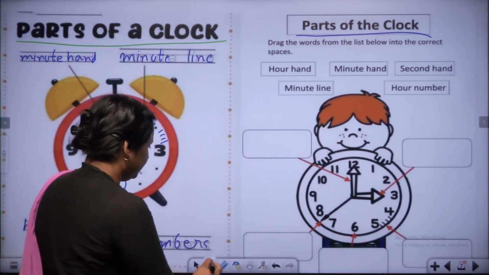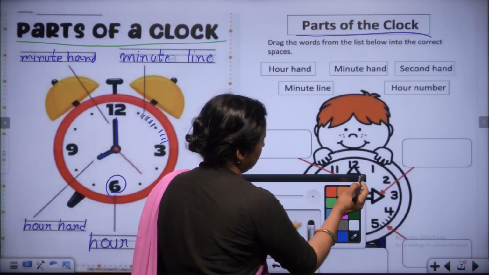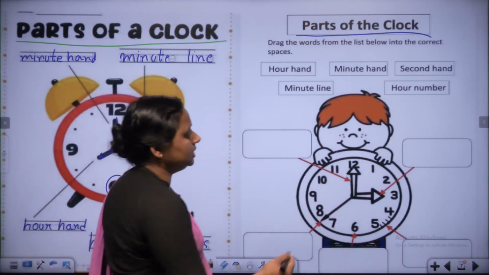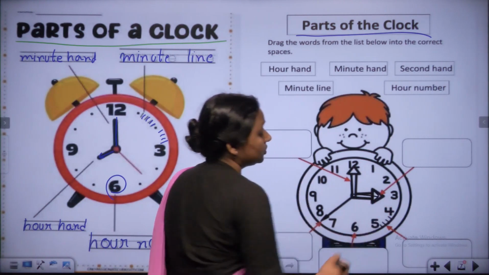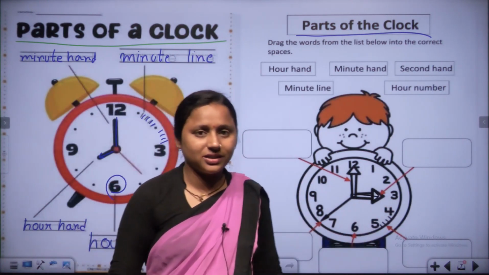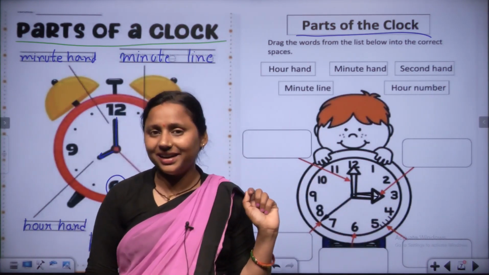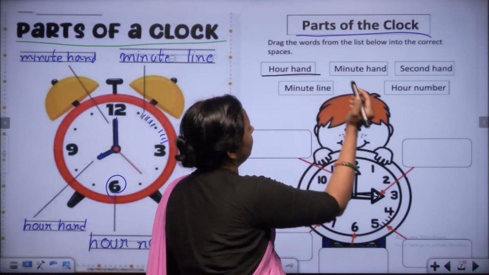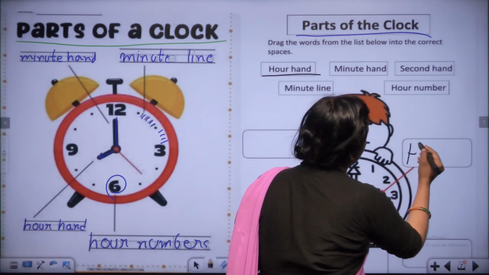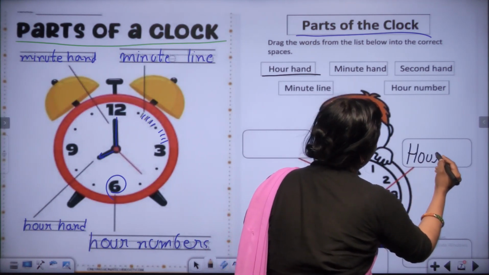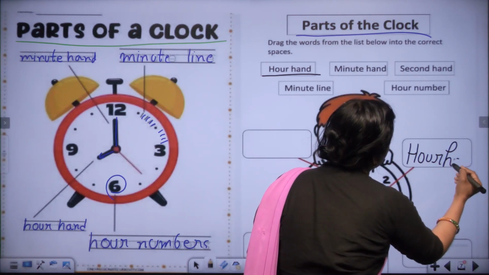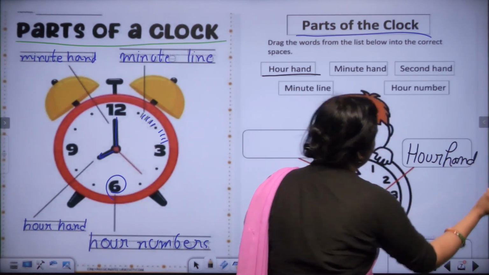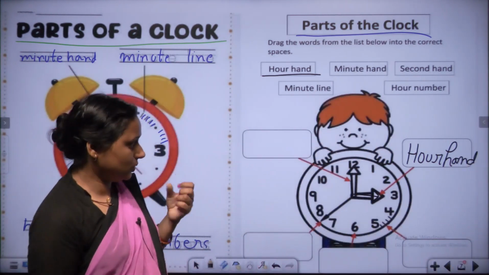Okay, children? Yes. This is short hand. Short hand, what do we say, children? Short hand, घड़ी के छोटे हाथ को हम क्या कहेंगे? Yes. Hour hand. Hour hand. Spelling of hour. HOUR. Hour. Hand. HAND. Hand. Hour. Hand. Okay.